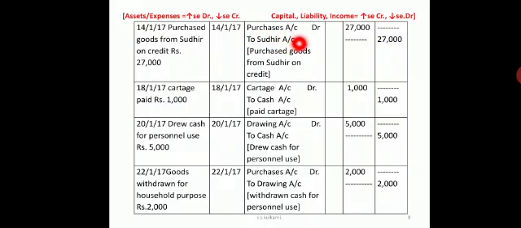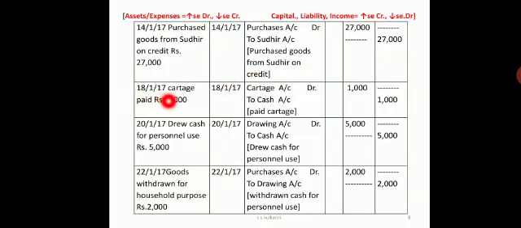Whenever we take credit transaction, the relation between our business and the supplier will exist till the amount is paid. So we are having Sudhir increasing the liability. Increase in liability is credit. So I have to take on the credit side 27,000. Narration, purchased goods from Sudhir on credit.